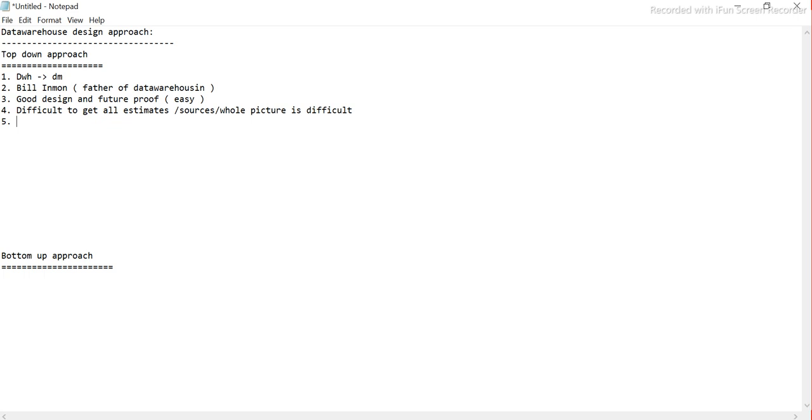And then, as I said, it is difficult to forecast also, because every department's needs are different, right? Okay. So these are some of the things that we should keep in mind about this.